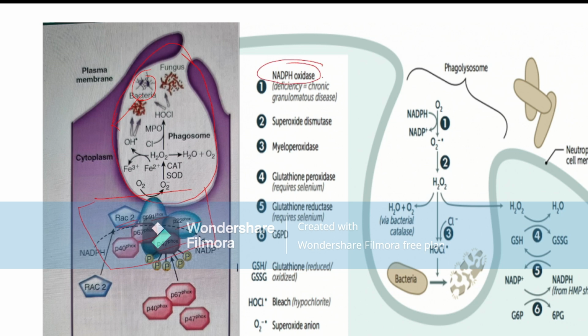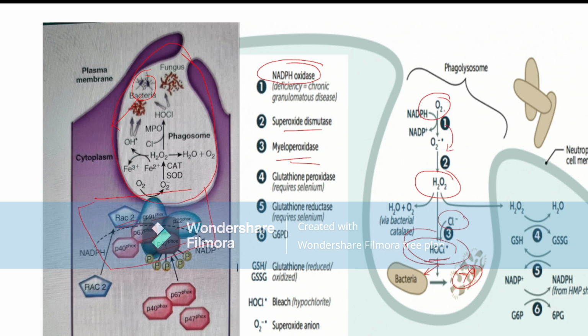This NADPH oxidase enzyme then converts oxygen to superoxide, and by superoxide dismutase, this superoxide produces H2O2. This H2O2 is combined with the chloride ion to produce HOCl by the myeloperoxidase enzyme. This HOCl, that means hypochlorite, attaches to the bacteria and kills the bacteria. So in this way, the body kills the bacteria in the neutrophil.